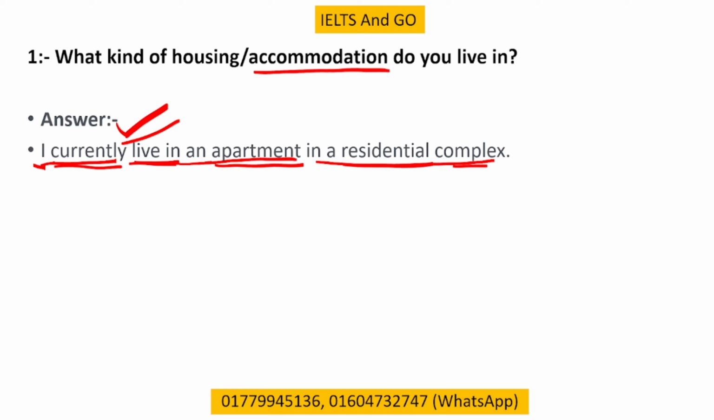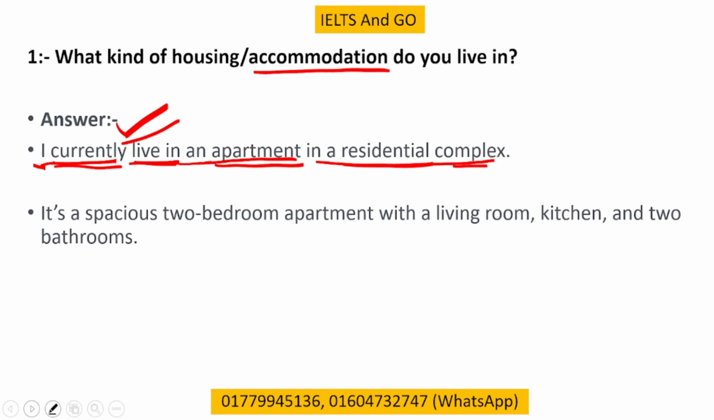Please repeat after me. Listen and repeat what I have just said. I currently live in an apartment in a residential complex. Okay. The second sentence will be, it's a spacious, spacious means প্রশস্ত, two bedroom apartment.